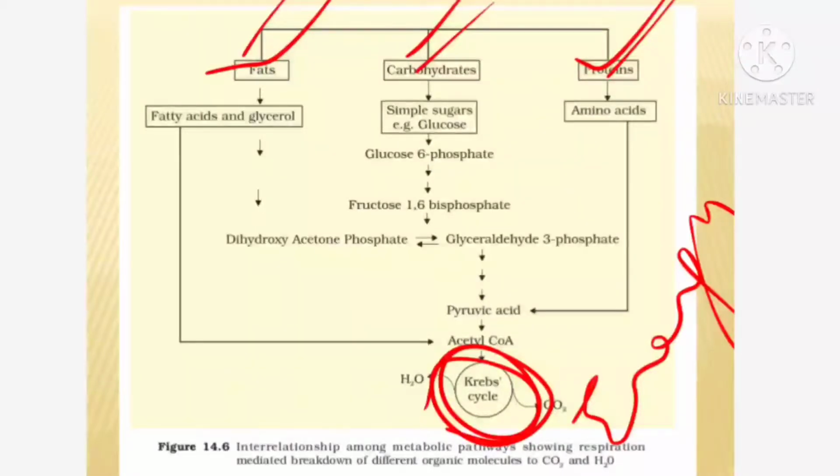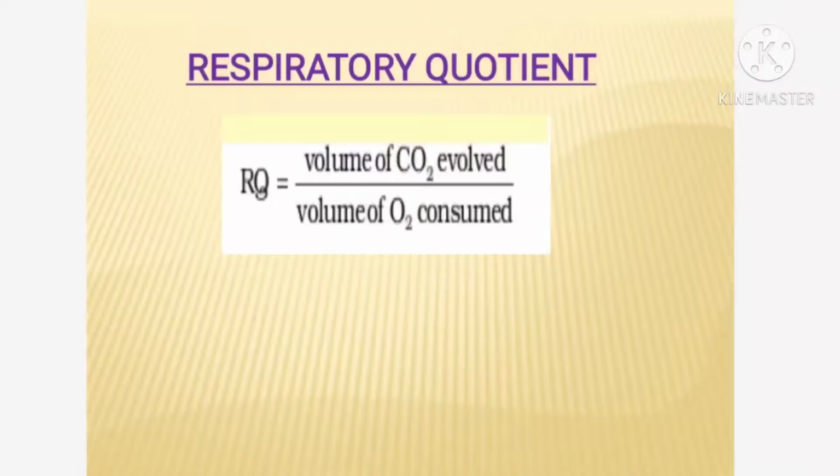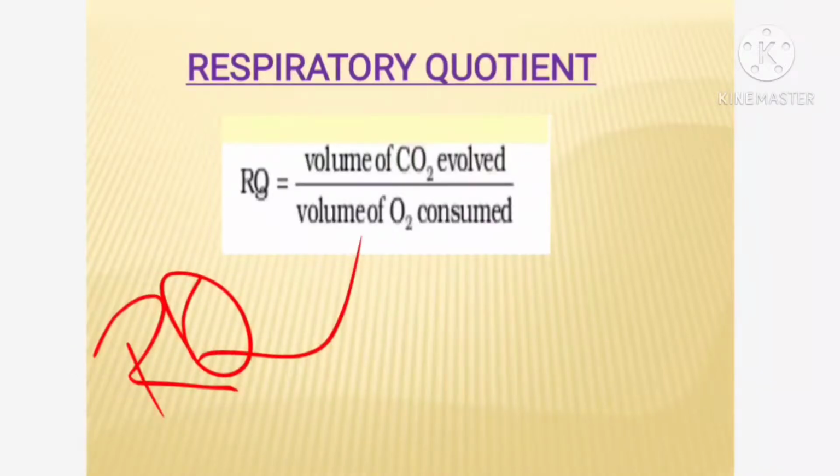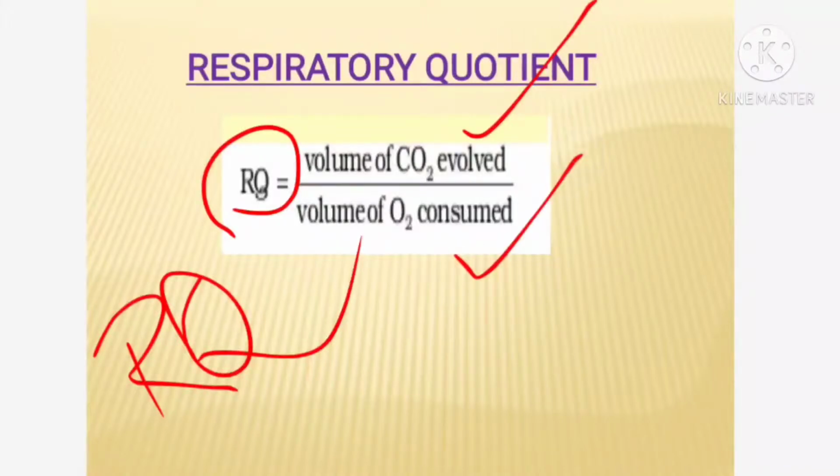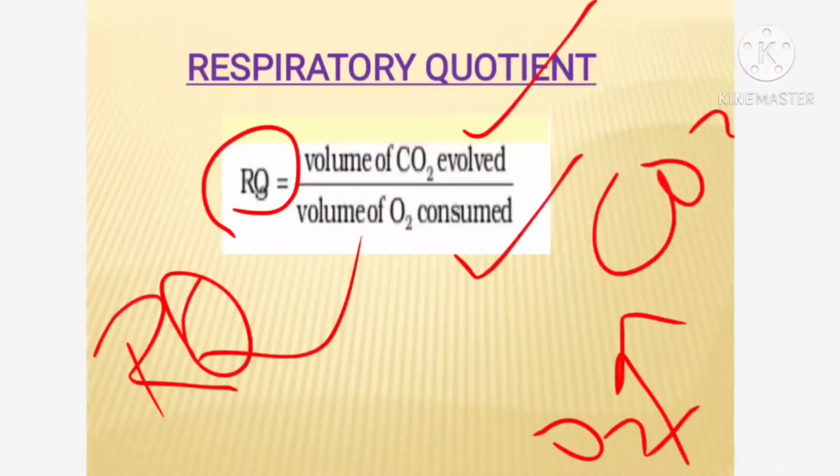The last part of the chapter is the respiratory quotient. This is a 2-mark question. Define respiratory quotient. What is respiratory quotient? We represent respiratory quotient as RQ. Since it is a ratio, there is no unit for the same. Respiratory quotient is the volume of carbon dioxide evolved for the volume of oxygen consumed. For respiration, how many molecules of oxygen are consumed and how many molecules of carbon dioxide are released, that we have to note, isn't it?